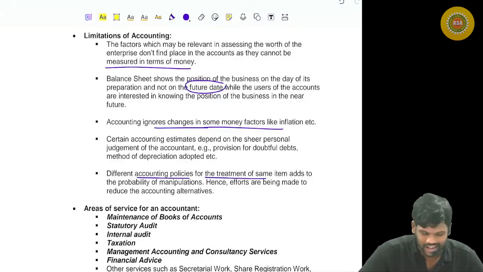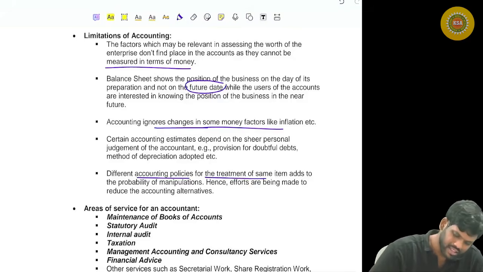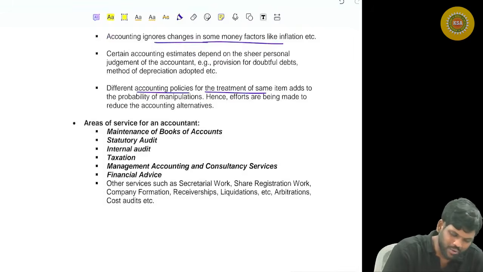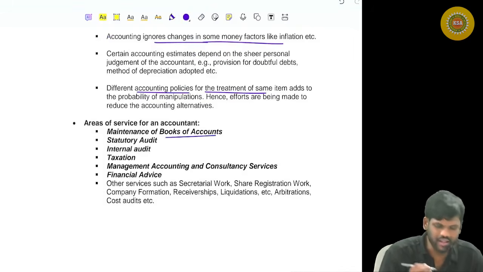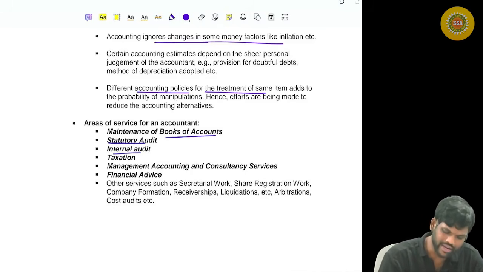Again, another direct question: areas of service for an accountant. This has not been asked till now in the exam. So a chartered accountant can work in maintenance of books of accounts. He can work in statutory audit, internal audit, and taxation work. He can do management accounting. He can give financial advice.